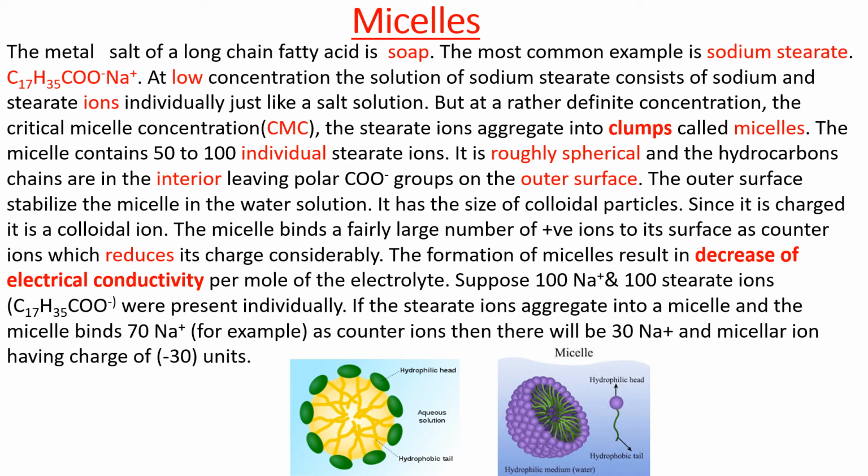Total number of ions is 100 minus ion, and it combines with the 70 Na+. It binds with the 70 Na+ ions. Then the remaining charge is minus 30. That is the charge of micellar ion, and the remaining 30 Na+ ions. Totally we have 31 ions. Initially, before forming micelles, there are 200 ions, that is 100 stearate ions and 100 Na+ ions. So due to formation of micelles, the electrical conductivity is decreased.